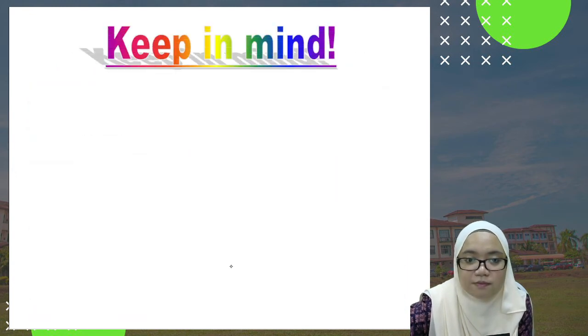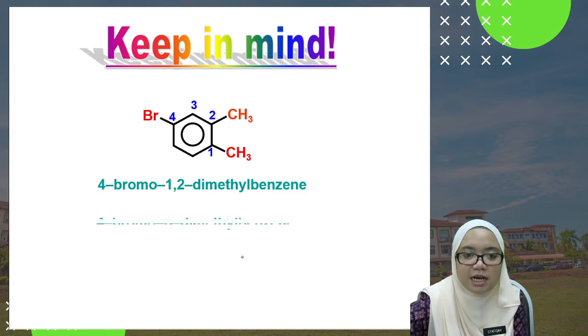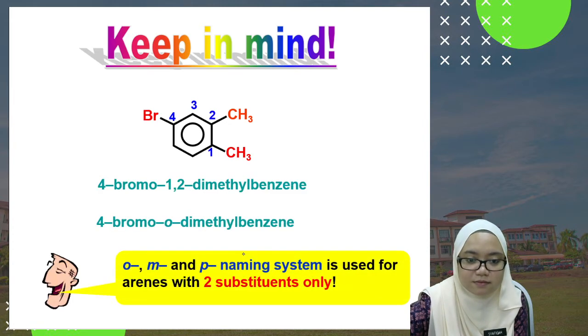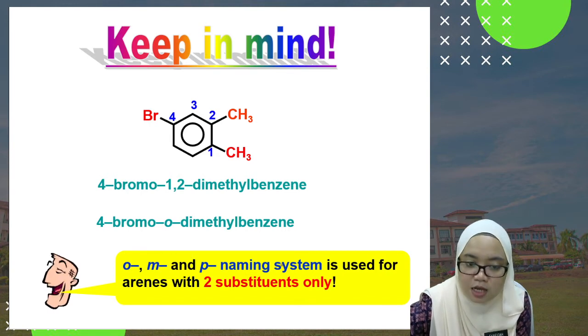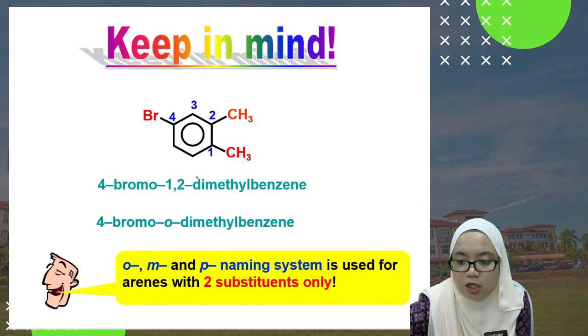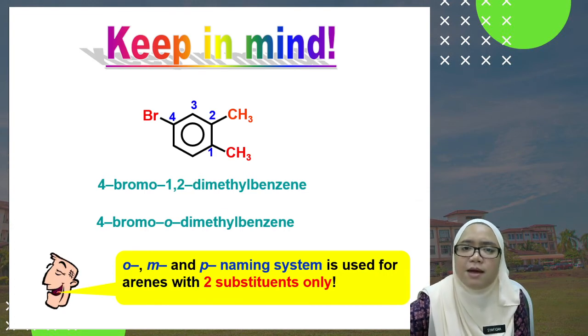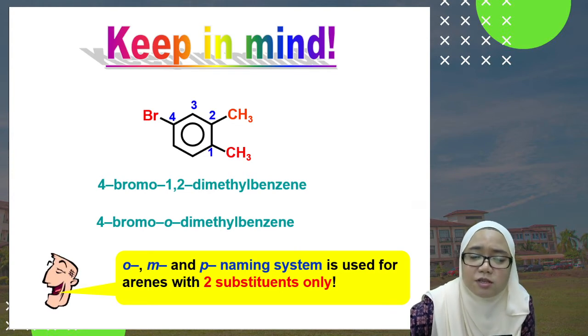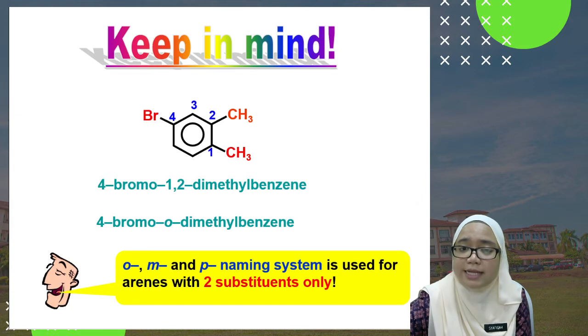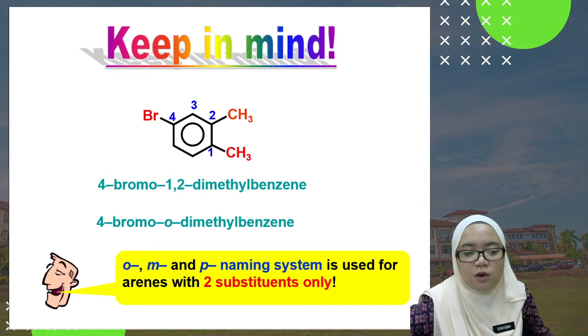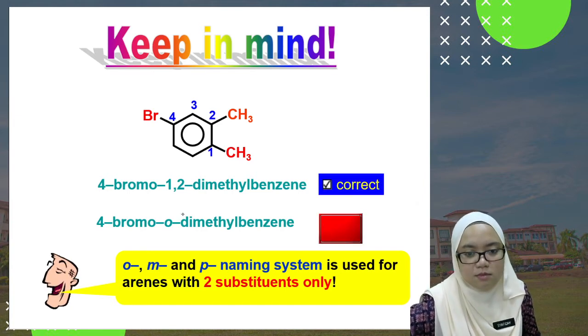Okay. So keep in mind that kita boleh gunakan frasa ortho, meta dengan para naming system ni bila kita nak namakan disubstituted benzene sahaja. Maksudnya benzene yang ada 2 substituent sahaja. Kalau 1 tak boleh, kalau 3 dan lebih pun tak boleh. Okay? Alright.